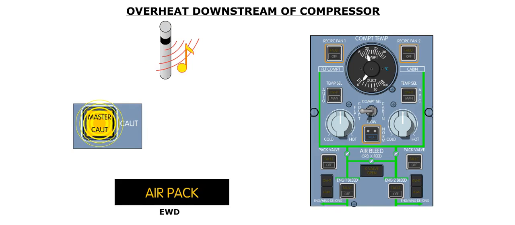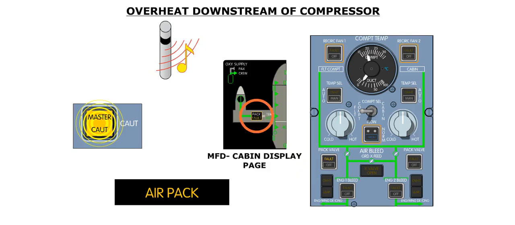The fault light will illuminate in the associated pack valve push button. An amber air pack message appears on the EWD, and the associated pack indicator is displayed in amber on the MFD cabin page.